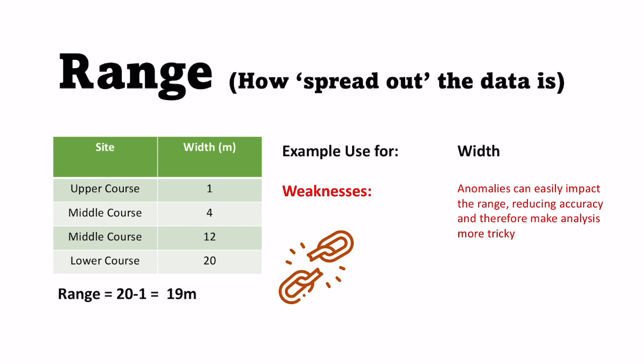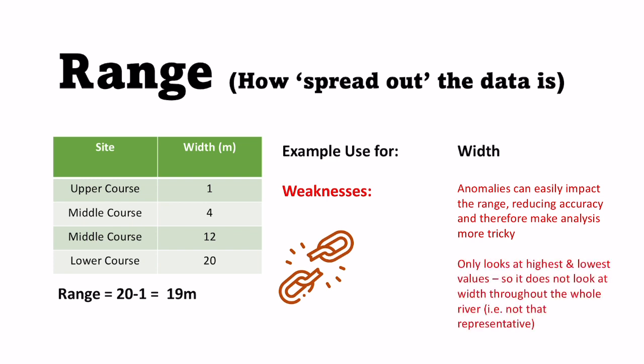So if there, for example, was a width of 100 because someone had measured it badly, that would mean the range would be a lot higher, which obviously affects my overall result, and then my analysis wouldn't be that good. It only looks at the highest and lowest values, so it doesn't look at the width throughout the whole river. Therefore, because the mean looks at all of the data, and the range only looks at the top and the bottom, we can say it's not that representative of changes throughout the whole river.